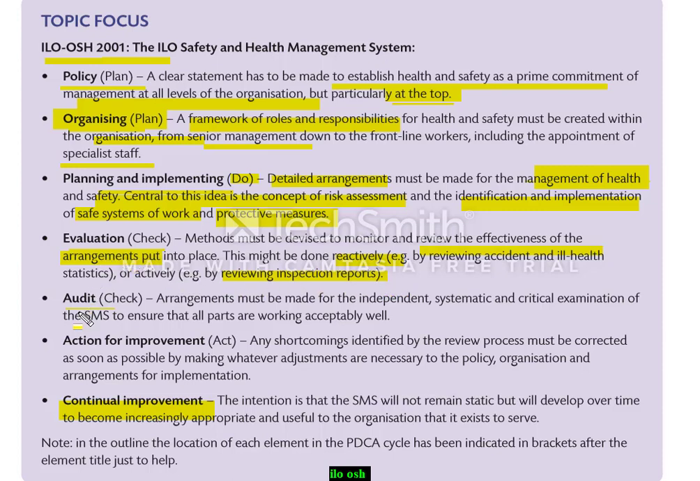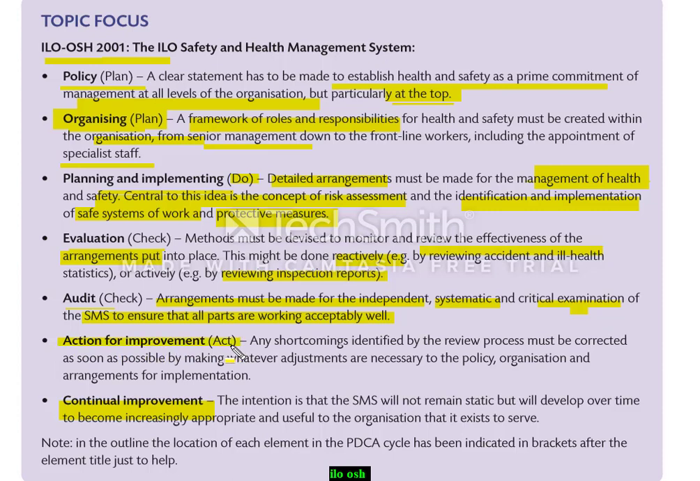And number 5 is audit. Audit is also a very critical and important thing. Arrangements must be made for independent, systematic and critical examination of the safety management system to ensure that all parts are working acceptably well. So we check that these parts are systematically and critically examined, and that these arrangements are independent, without any pressure from top management. These audit checks are independent, so I must consider that these are third-party certification audits, which evaluate more mistakes within the organization. So the PDCA cycle goes further to action for improvement.